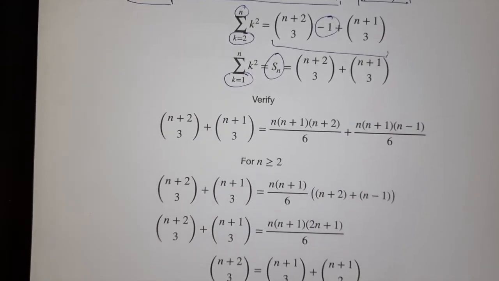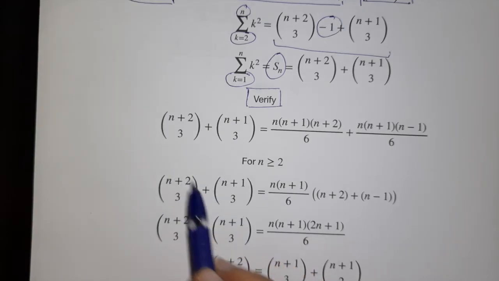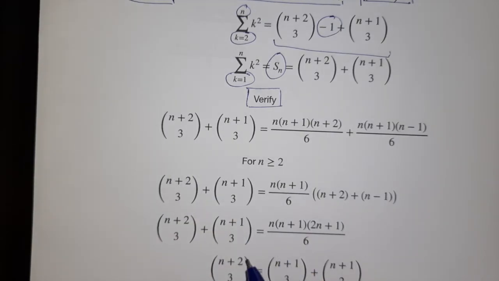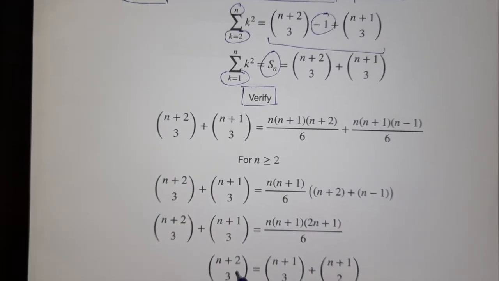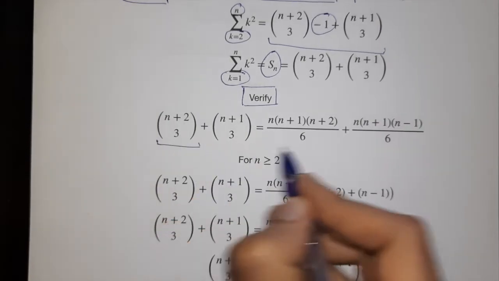Verifying using the algebraic definition of the binomial coefficients, the equation n plus 2 choose 3 plus n plus 1 choose 3 can be rewritten as n into n plus 1 into n plus 2 upon 6 plus n into n plus 1 into n minus 1 upon 6.